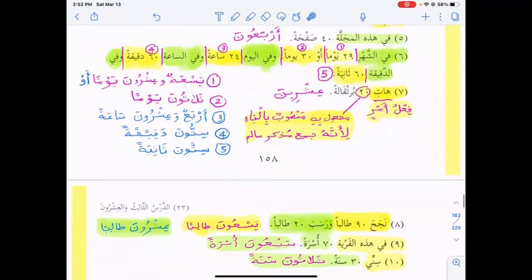And then the last one, hati, this is a fi'l amr. Give me, please. What do you want? If this is a fi'l, this has to be mafulun bihi, has to be mansub. So what is it? Mafulun bihi, mansubun bil ya. So what will it be, li'annahu jama muzakkar salim? What will happen now? Hati ishrina burtuqalatan.